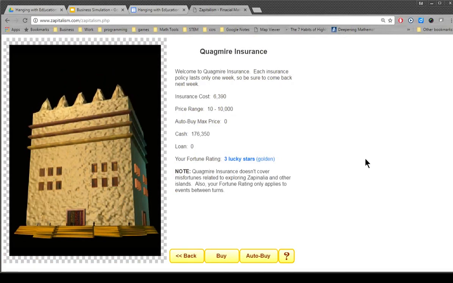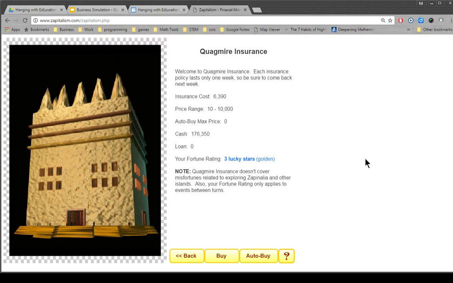Each insurance policy lasts only 1 week. So this is week to week. Oh, man. I thought 6-month insurance was a drag. It shows us how much it costs, what the price range is. We can auto buy if we set a price. This is kind of like the stock market. We can set a stop limit. And it shows us how much cash we have on hand and our loan.